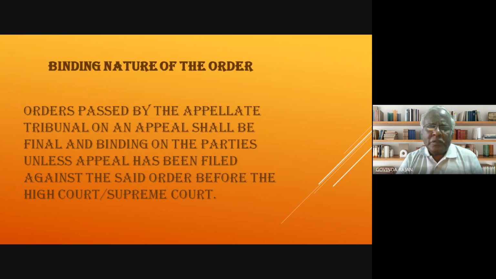Binding nature of the order. Orders passed by the appellate tribunal on an appeal shall be final and binding on the parties unless an appeal has been filed against the said order before the High Court. Today the tribunal passed the order. There is a time limit for filing an appeal against the order of the appellate tribunal before the High Court. Until the limitation expires, there is no problem. If the limitation for filing appeal expires, the order is final and it will be binding on the parties concerned, unless a stay order is obtained from the High Court.